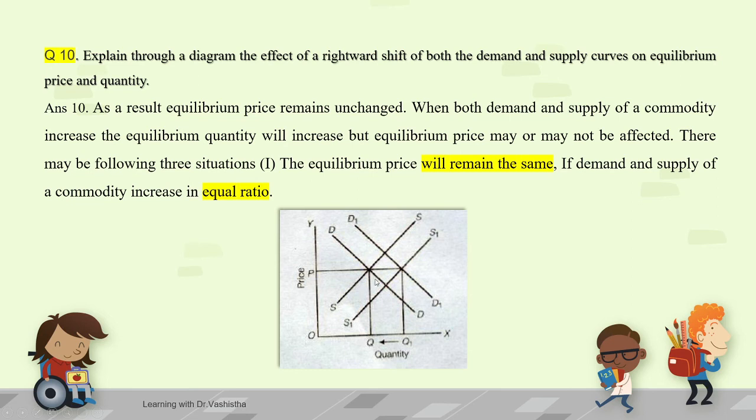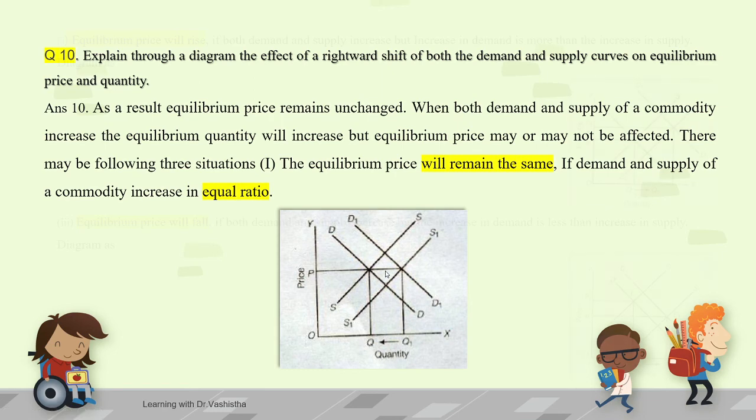There may be the following three situations. The equilibrium price will remain the same if the demand and supply of the commodity increase in equal ratio. Suppose the demand curve shifts rightward from DD to D1 D1, and similarly the supply curve from SS to S1 S1, but they have increased equally, in equal ratio. Then price would remain the same. As you can see, there is a straight line showing no change.